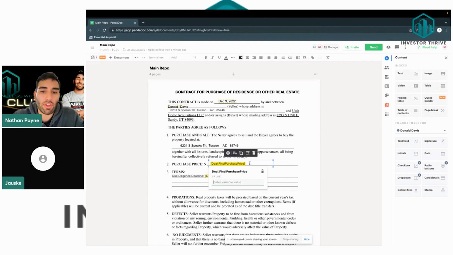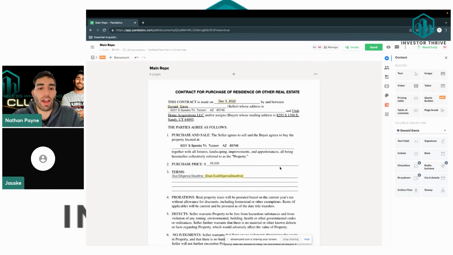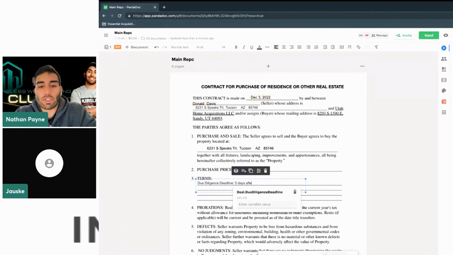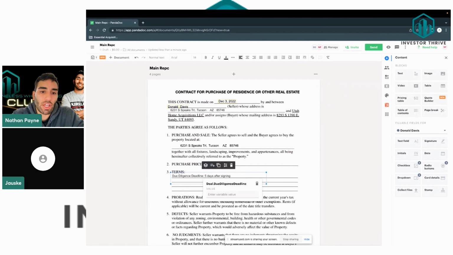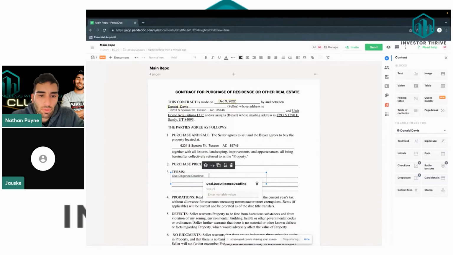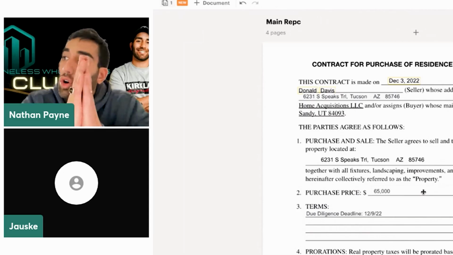The purchase price on this mobile home is $65,000. Now our plan is to have 5 days of due diligence to find a buyer. I'm just writing due diligence deadline 5 days after the contract is signed. Actually, I'm just going to put till next Friday just to make it easy, because he said he'd give us 5 days. So, Friday, 12/9. 12/9/22. Due diligence deadline.